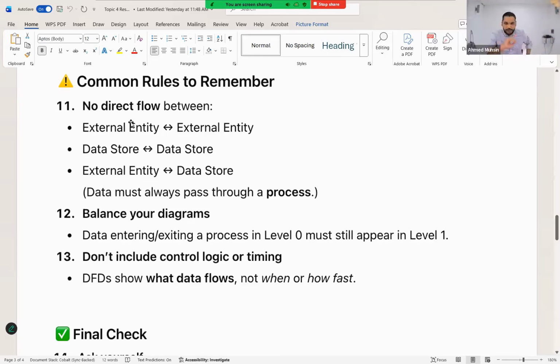Entity to entity cannot be connected. Data store to data store cannot be connected. Entity to data store cannot be connected. There should always be a process in between. Can everyone remember this now? A data store and a data store cannot be connected except through a process. A data store and an entity cannot be connected except through a process. Are we all okay with this? Keep that in mind, okay?